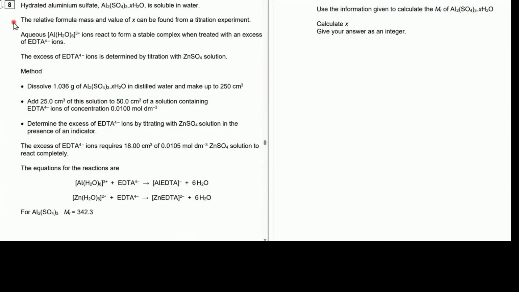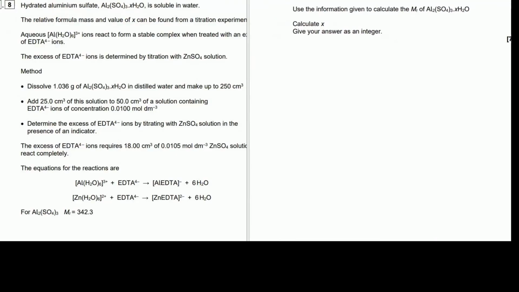Okay, welcome to Let's Get to the Marks. We're looking at 7.8 of the 2023 Paper 1 A-Level Chemistry, and this is on hydrated salts, and it's all about working out the integer x, and it's a big fat question worth 7 marks, 7 whopping marks. So let's get into this one and check it out.